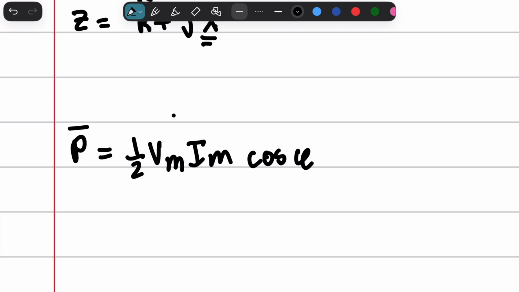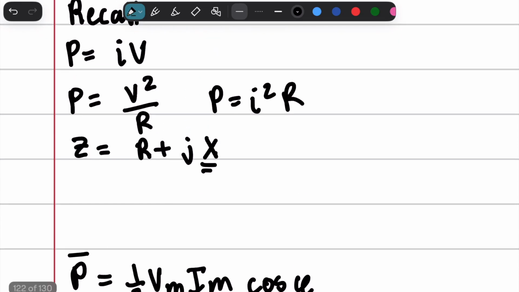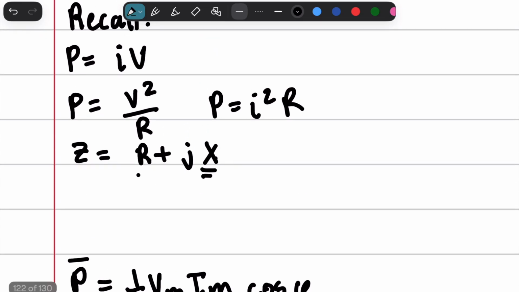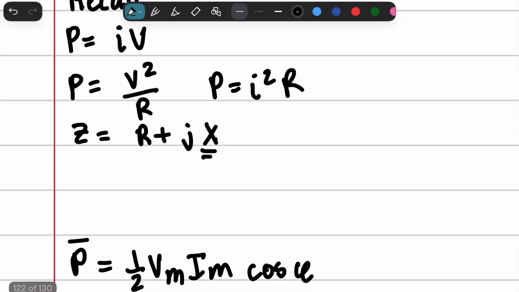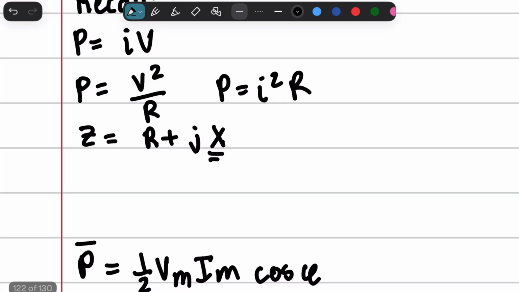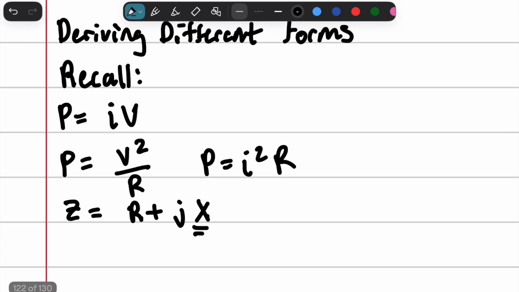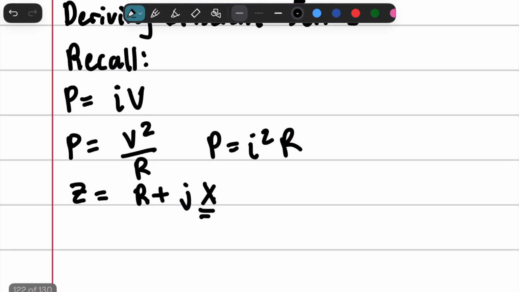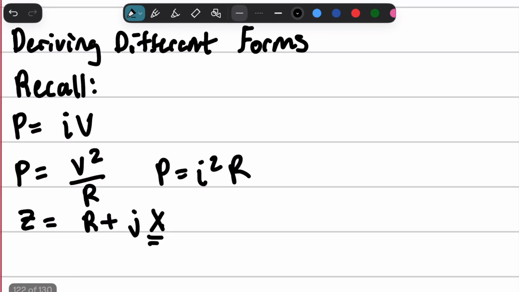right? The magnitude of the voltage and the magnitude of the current times the power factor that we have right here. And using the fact that this is the real part, R, and this is the imaginary part, X, we can simply write things in terms of each other, right? And then we actually need one more very important rule, which we can't forget.